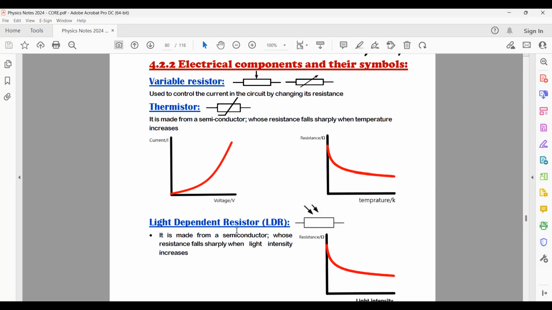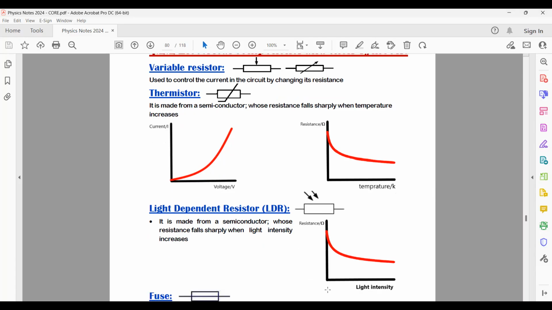Similar to the thermistor is the LDR. LDR is the abbreviation of light dependent resistor, and that's the symbol of it. When the light intensity increases, the resistance drops. So they're the same: the thermistor relies on temperature, the light dependent resistor relies on the light intensity.